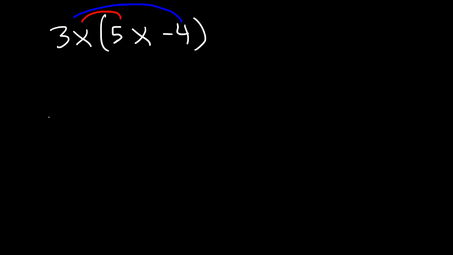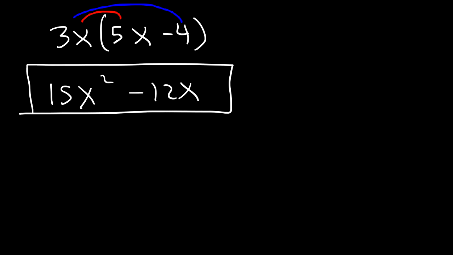3x times 5x. 3 times 5 is 15. x times x is x squared. And then 3x times negative 4 is negative 12x. So that's all you could do in this problem.